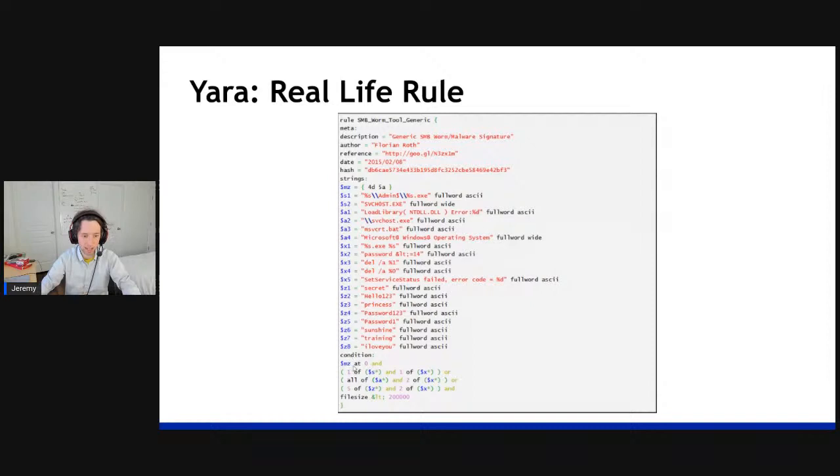You can see down here, condition MZ at 0. That's the header that notes that it's an executable. So this is only going to find files that are executables. And then it's looking for all of these different things in the file. So it's looking for an executable and then you can see all of these brackets start coming into play. 1 of S and 1 of X, or all of A and 2 of X, or 5 of Z and 2 of X, and the file size is less than 200,000 bytes. So there's a very specific rule that's probably been honed in.